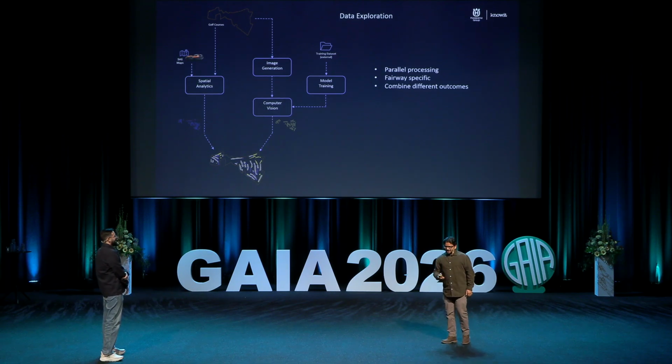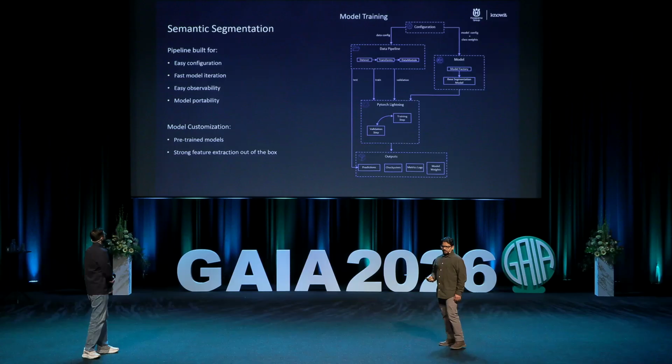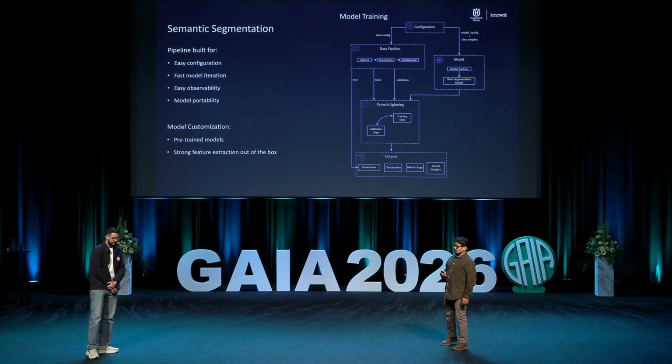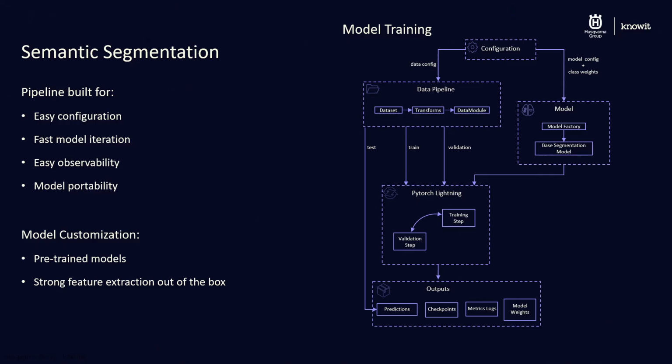So in this part of the work, like Christos mentioned, we now pivoted to a publicly available dataset, and our main focus is to really prove the value fast to the stakeholders. In this part, we built a model training pipeline for computer vision and specifically semantic segmentation.